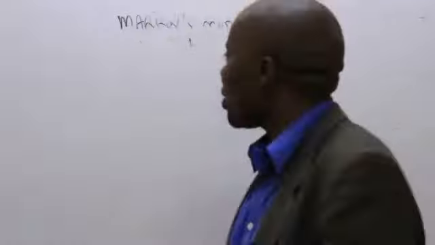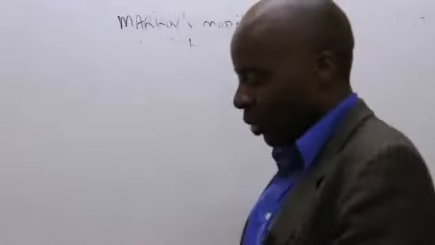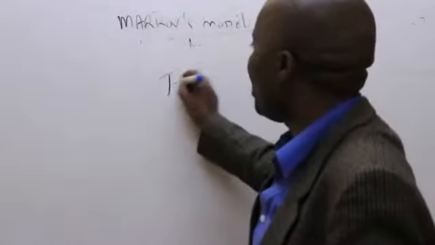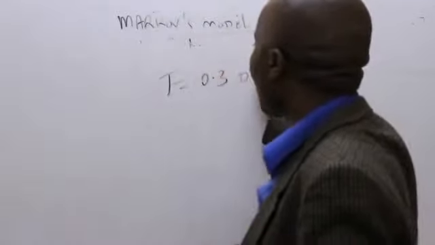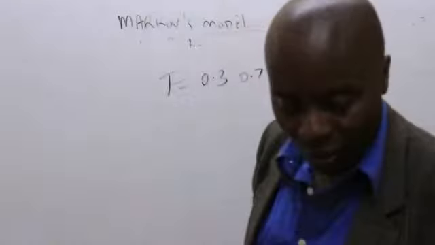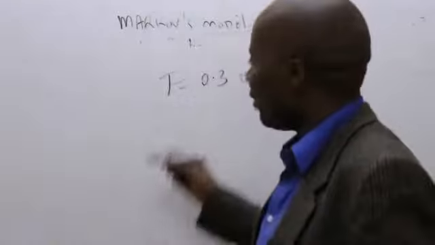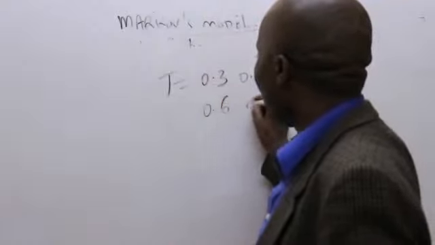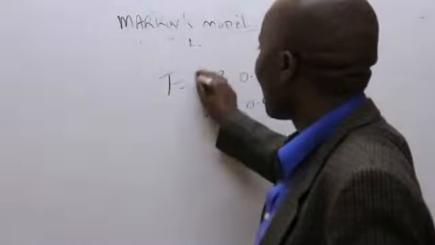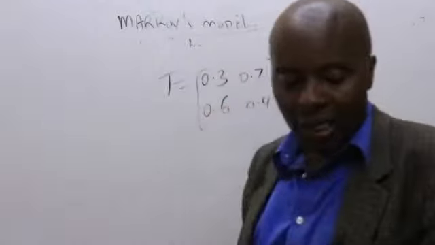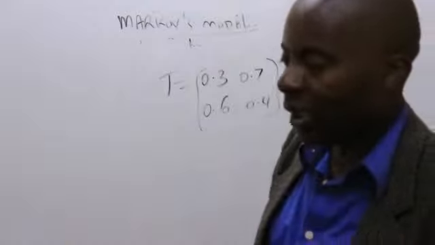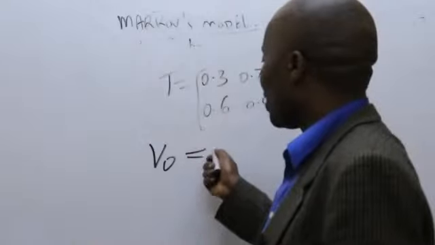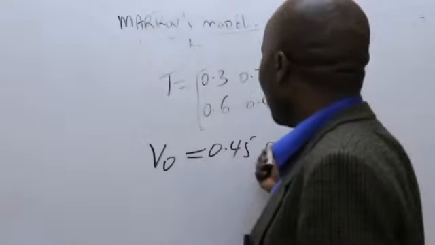So in our illustration, you are given matrix T. We are told T equals 0.3, 0.7, and then we have 0.6, 0.4 like that. And then, ladies and gentlemen, they have gone ahead to give me the initial vector, where they have told me that vector 0 is 0.45, and then we have 0.55.